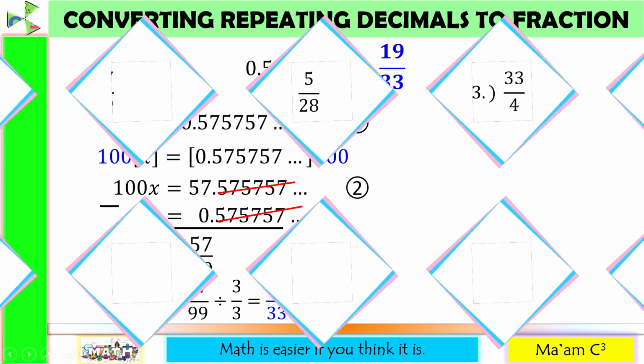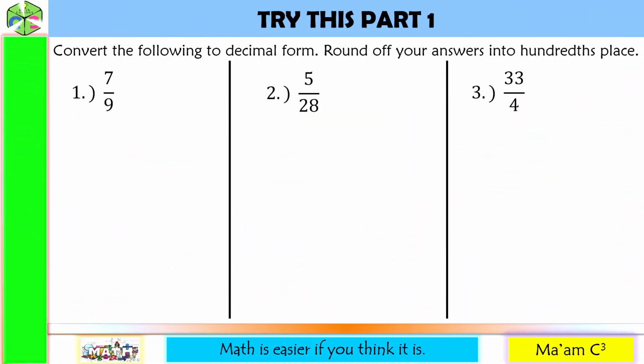Let us try this. Convert the following to decimal form. Round off your answers into hundredths place. Number 1, 7 over 9. So we have 7 divided by 9. Since 7 is less than 9, let's add zero point 0 here. So we have 70. 70 divided by 9. How many 9s can we form in 70? We can form 7 9s in 70.